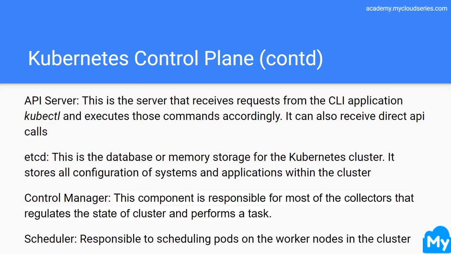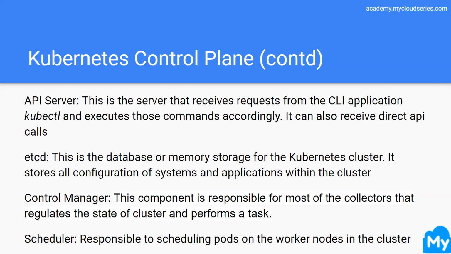The first one we have here is the API server. This is the server that receives requests from the CLI application called kubectl and executes those commands accordingly. It can also receive direct API calls. So the API server is like what is exposed. It's more or less the interface for Kubernetes for receiving requests. That's what the API server is.